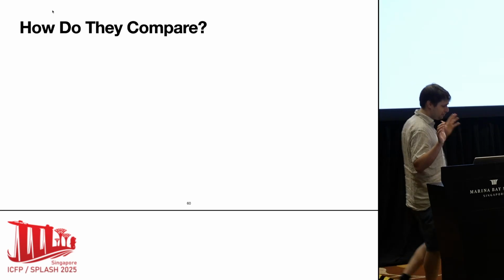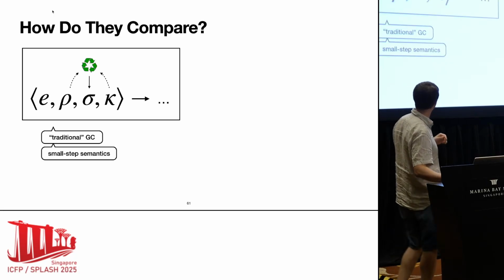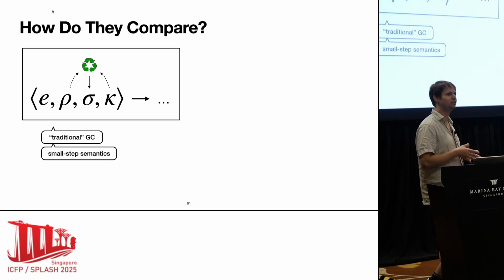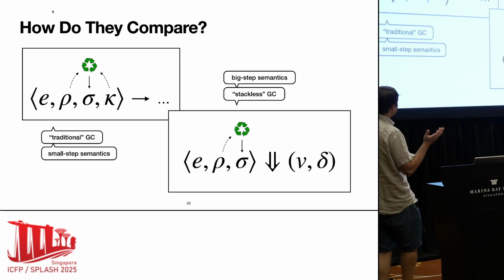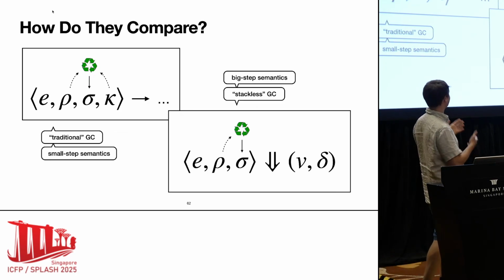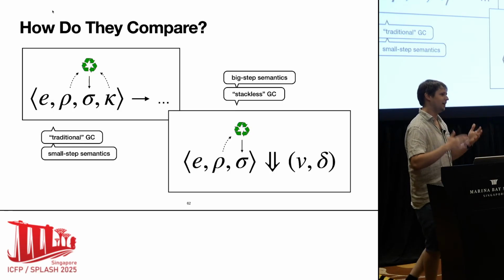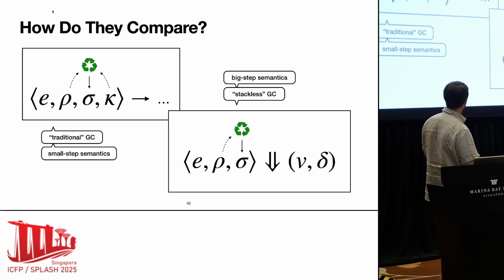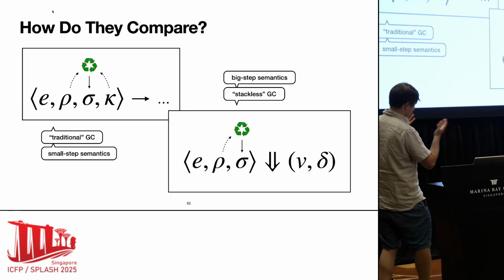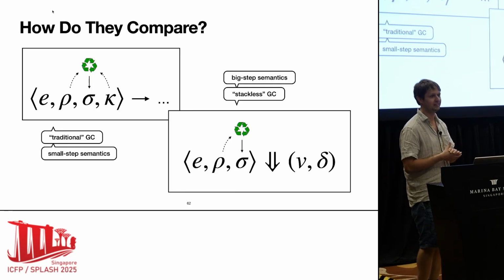So zooming out a bit again, I've talked about two different kinds of garbage collection now. I've talked about the traditional kind of garbage collection that you see in small-step abstract interpreters, as well as the stackless garbage collection that we unlock in delta store semantics with a big-step abstract interpreter. A natural question then, of course, becomes how do they compare? How do they compare in terms of precision? Well, intuitively, you can probably already guess that stackless GC has an advantage.